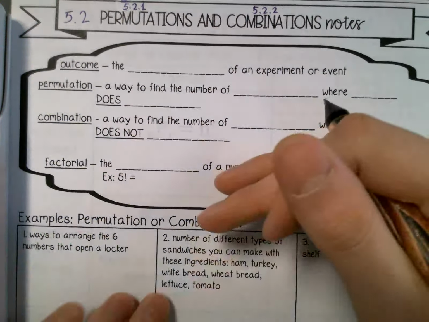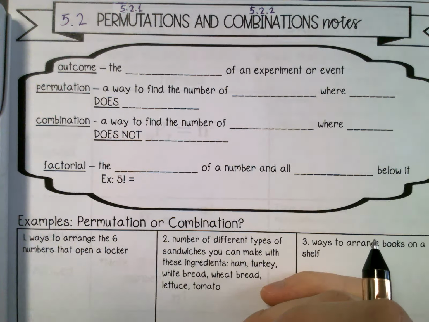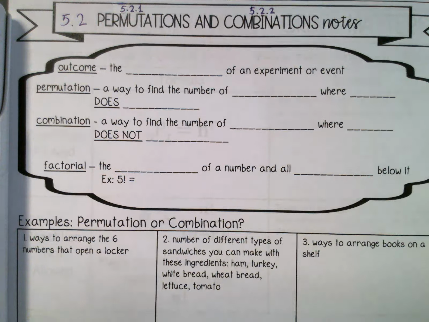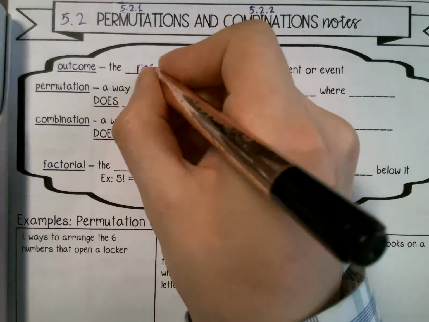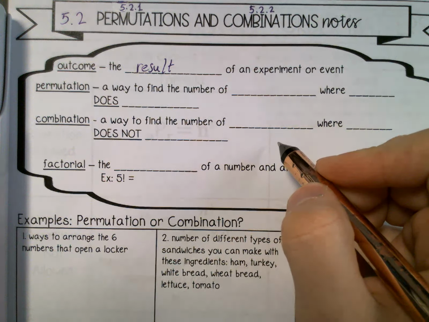Okay, but first, let's just go over some general vocab for the overall unit. It'll help you understand the language I'll be using. Okay, so first things first. Okay, the outcome is the result of the experiment or event.